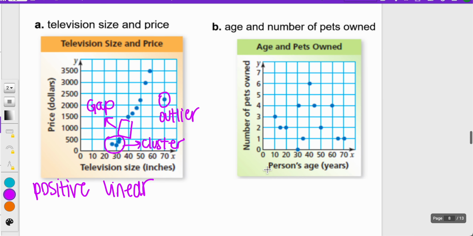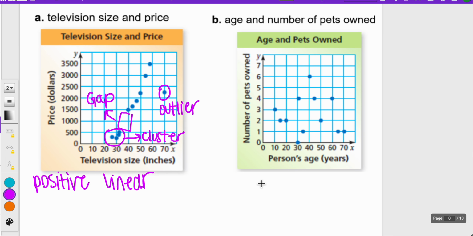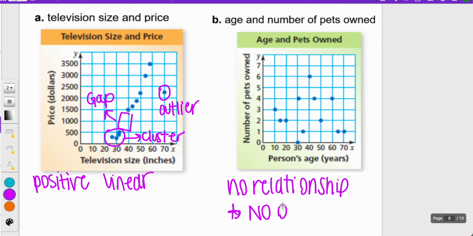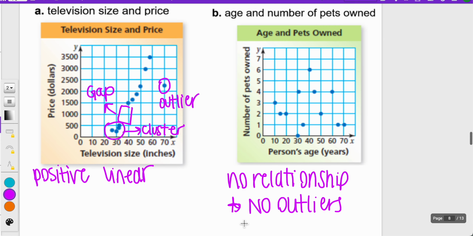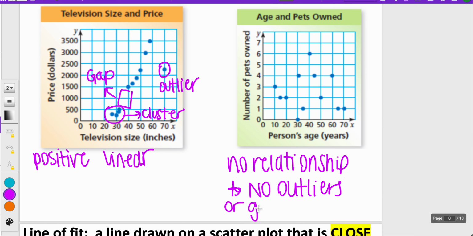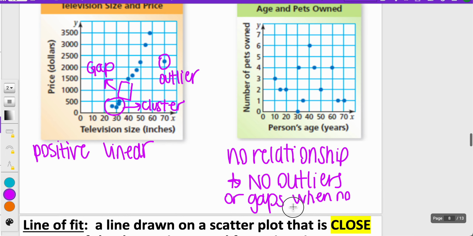Okay. For the next one, there is no relationship shown. And because there is no relationship, you cannot have any outliers or gaps when there is no relationship.